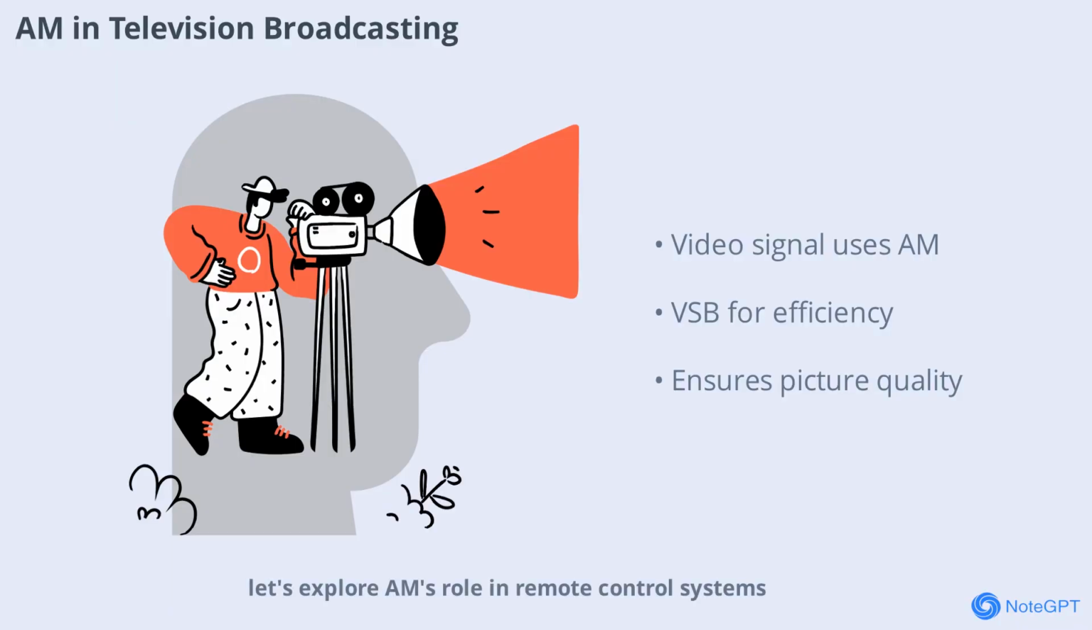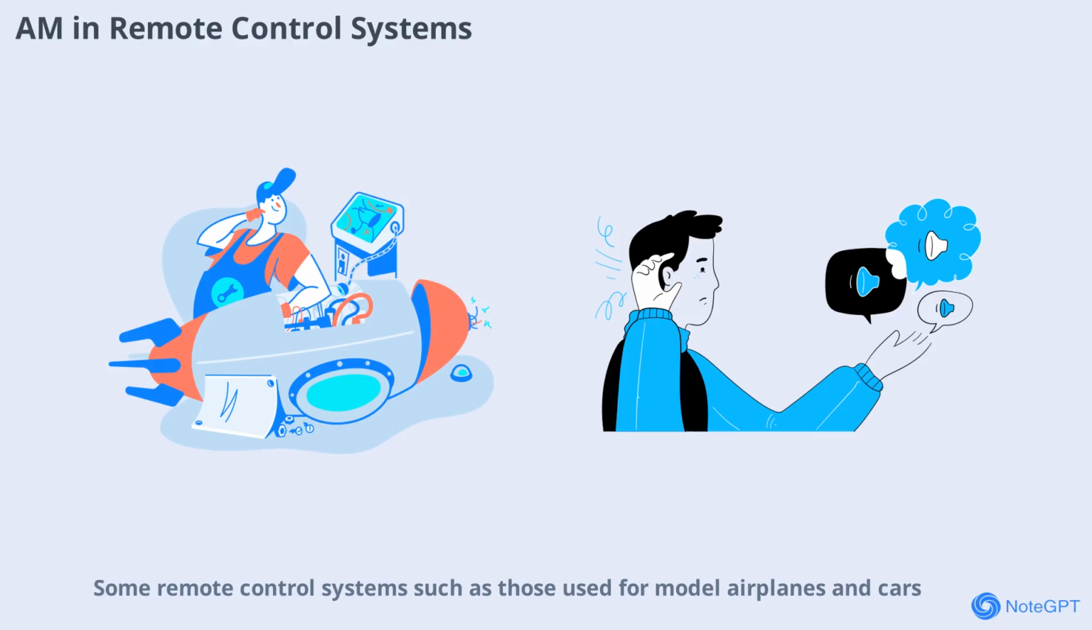Next, let's explore AM's role in remote control systems. Remote control systems, such as those used for model airplanes and cars, use AM to transmit control signals. The simplicity and reliability of AM make it suitable for these applications, where quick and accurate response is essential. AM's ability to penetrate obstacles and cover reasonable distances adds to its appeal in remote control technology.